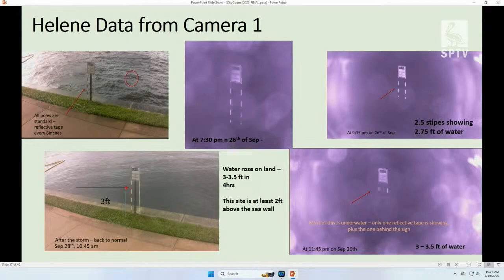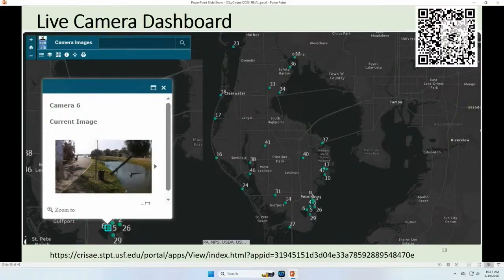And I can show you and talk about this all day long. But there is a lot of cool data. Okay? So the bottom line is that we have a live dashboard. And this live dashboard shows each of the cameras. If you click on it, it will show you the current scene.